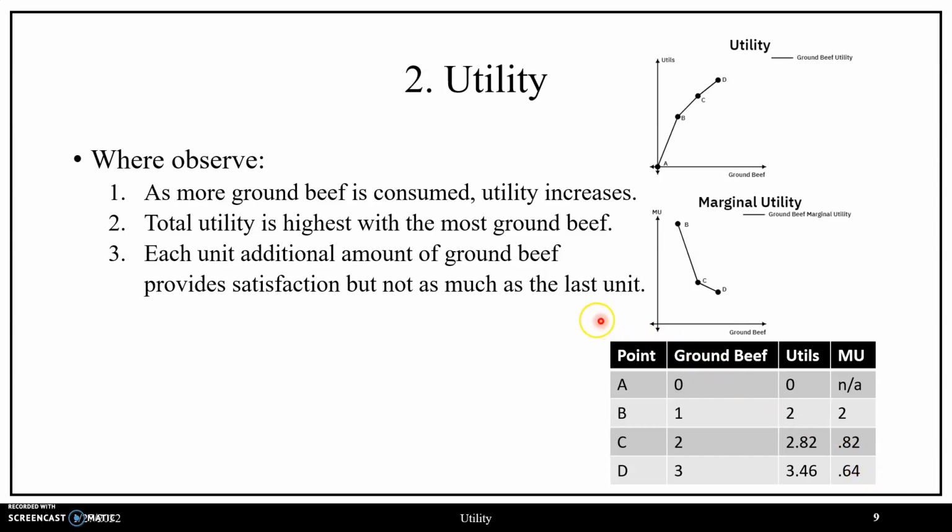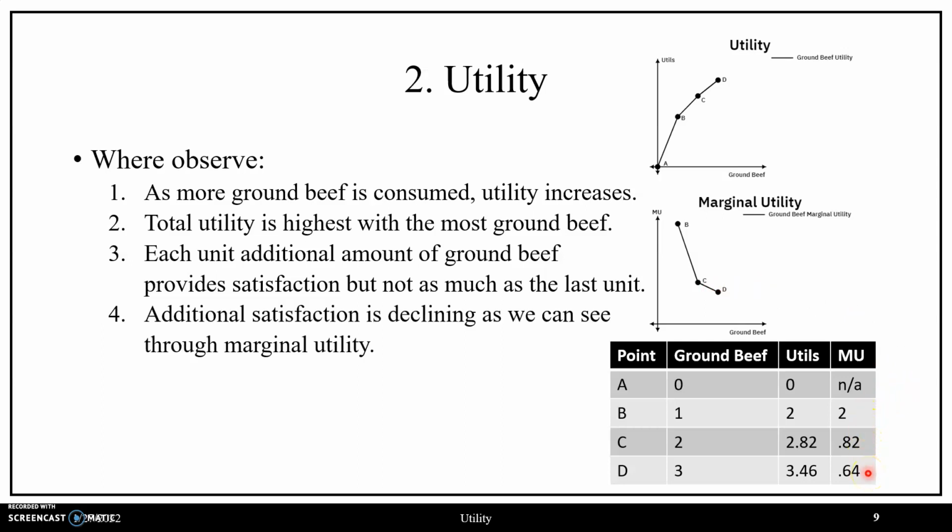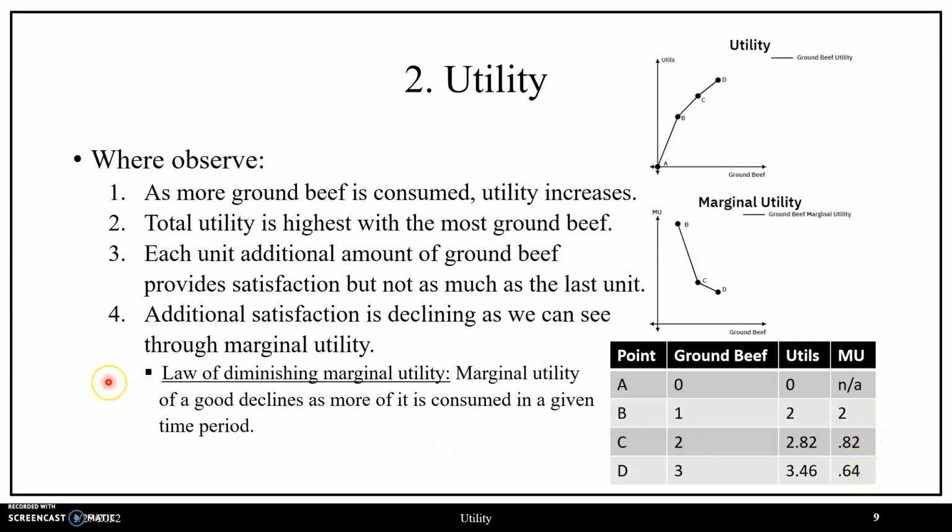But we also see that it's not as good as the last unit, where we see we have that downward sloping marginal utility graph. And in terms of marginal utility in our table representation, we see marginal utilities declining from 2 all the way down to 0.64. And this is a consequence of the law of diminishing marginal utility, or that marginal utility of a good declines as more of it is consumed in a given time period.